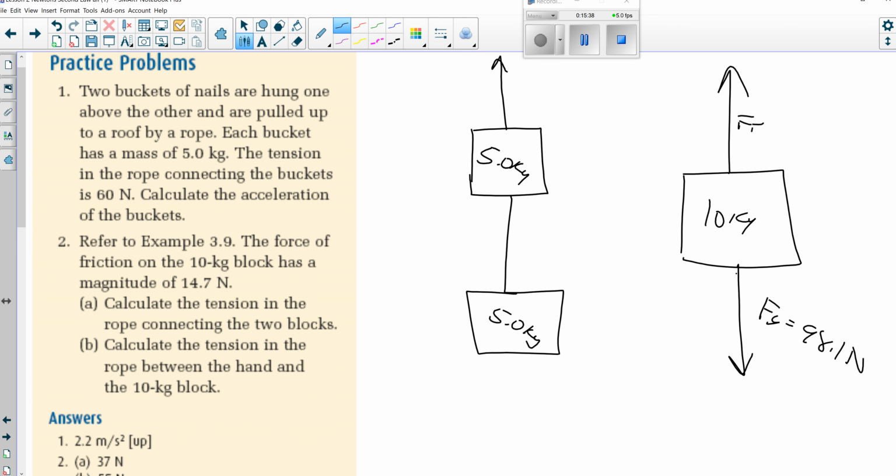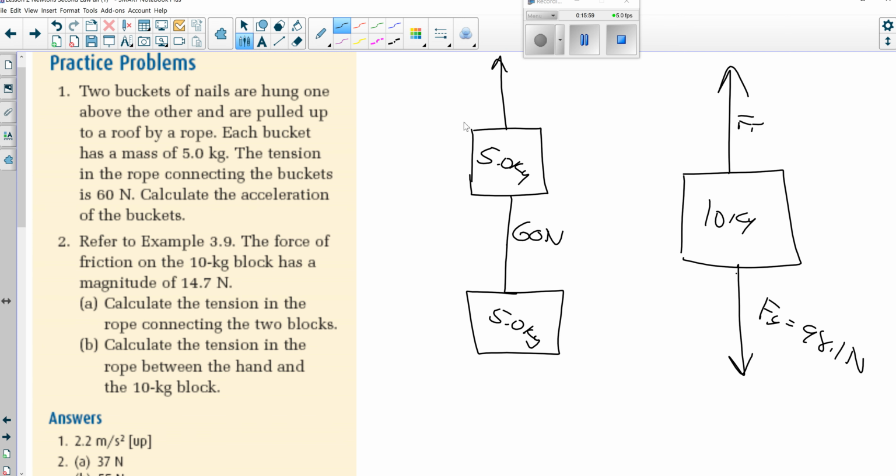But here's what I do know. I know this rope has 60 newtons worth of tension in it. From the bottom bucket's point of view, that force is which way? Up. Do I know how much downward force is acting on the bottom bucket?